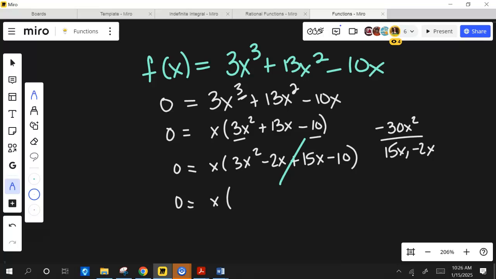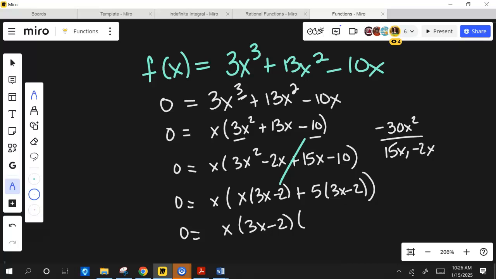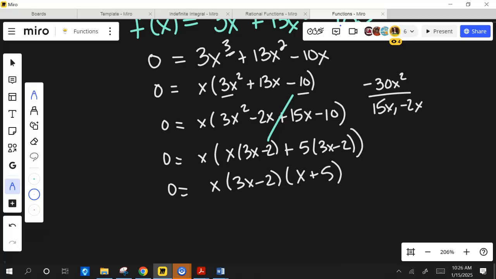All right, so we got x times, I take an x out here, it leaves me with 3x minus 2. Keep the middle sign, 5 leaves me with 3x minus 2. I get x times. Your number of factors here tell you how many zeros you get because everybody goes to 0. What are those zeros? X equals 0. X equals 2.